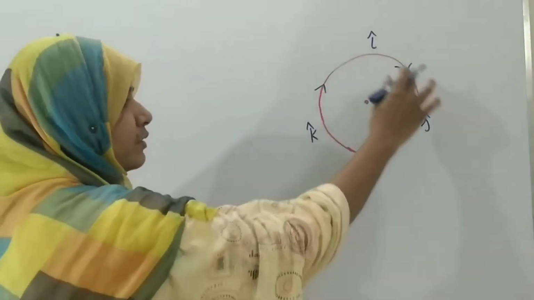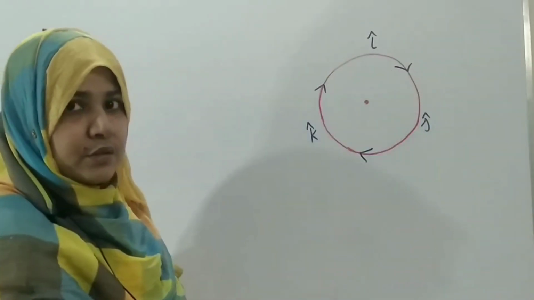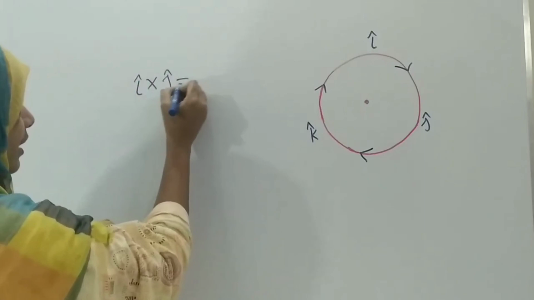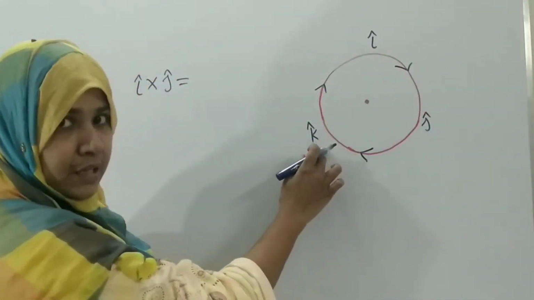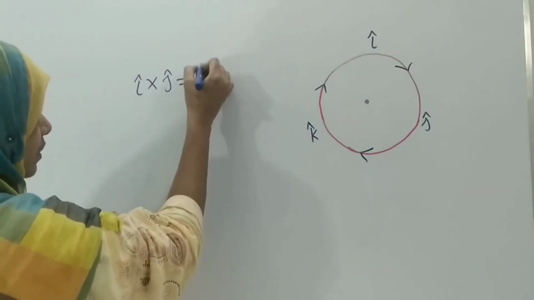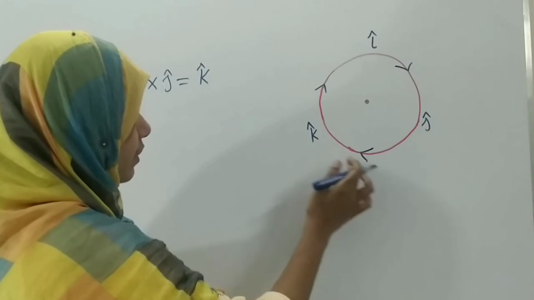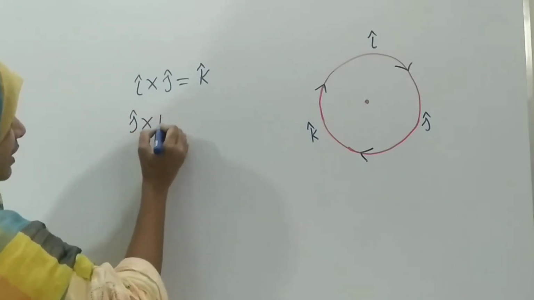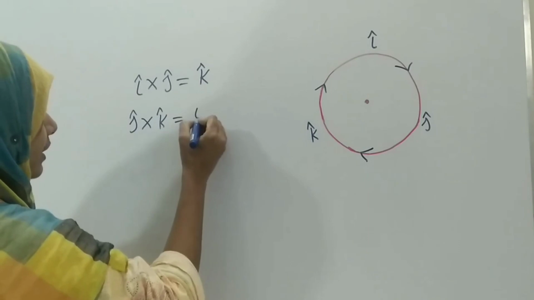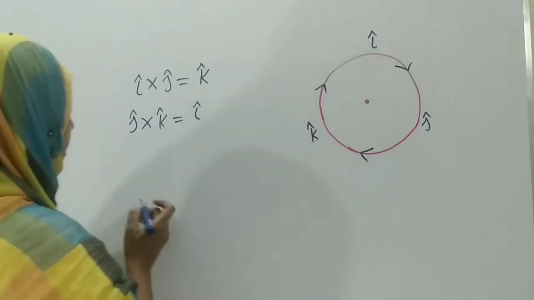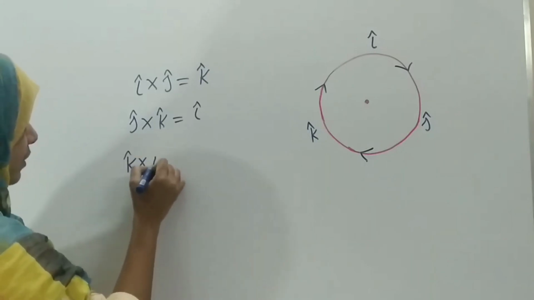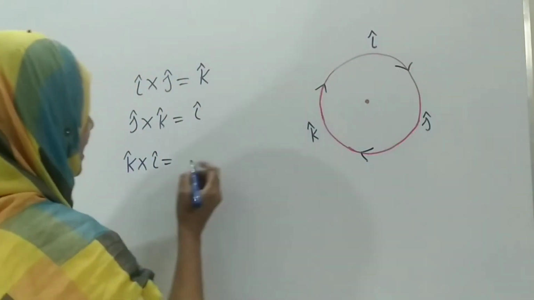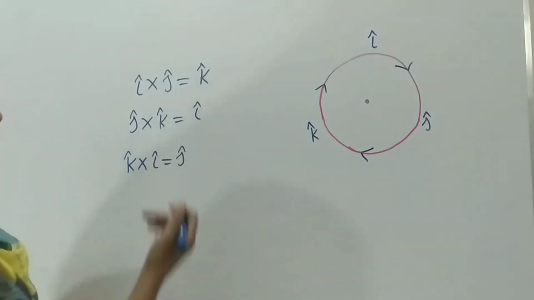Suppose these three vectors are acting in a clockwise direction, so we can write I cross J. After I cross J we will get K, so I cross J is equal to K. Now J cross K, after J cross K we will get I, so we can write that J cross K is equal to I. Now K cross I, if we move in the circular way we will get J, so we can write that K cross I equals J.